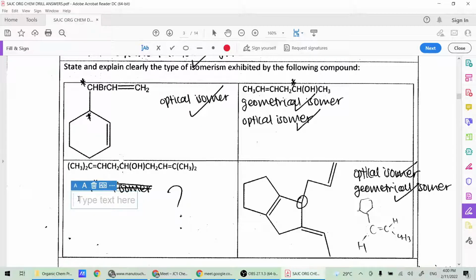This one I didn't draw, because there's no cis-trans isomerism. And there is no optical isomerism either, because the left group and the right group are the same.